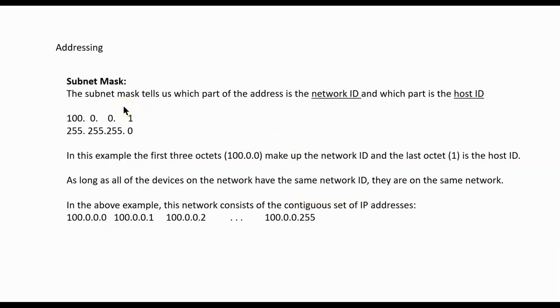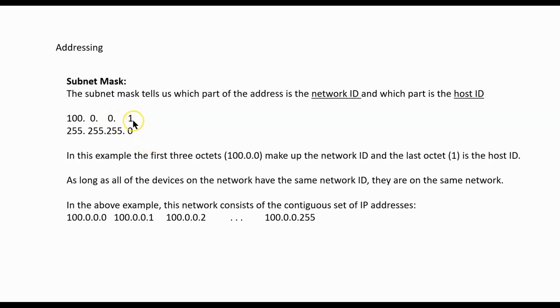Next, we have something called the subnet mask. The subnet mask tells us which part of the address is the network ID and which part is the host ID. So in this case, everywhere where there's a 255 in the subnet mask, that means that this part of the IP address is part of the network ID. Everywhere where there's a 0, then that part of the IP address is part of the host. It's the host ID. So in this case, we have a network ID of 100.0.0 and a host ID of 1.